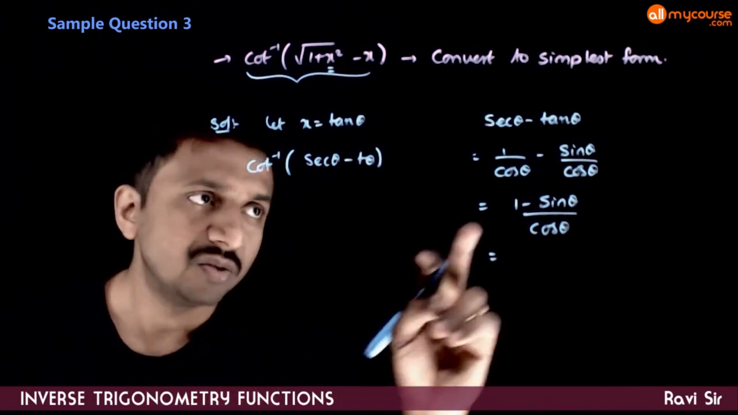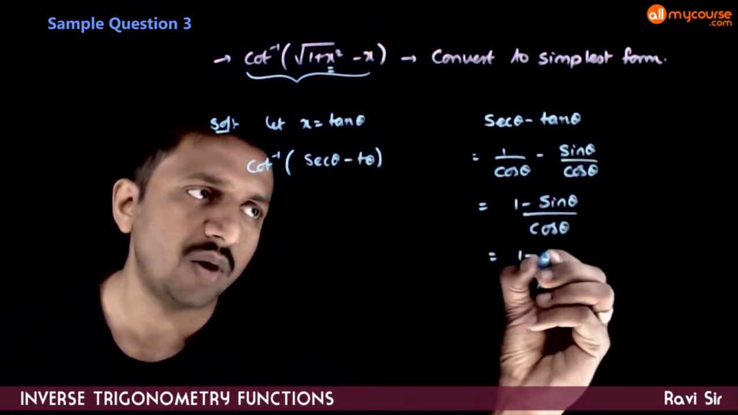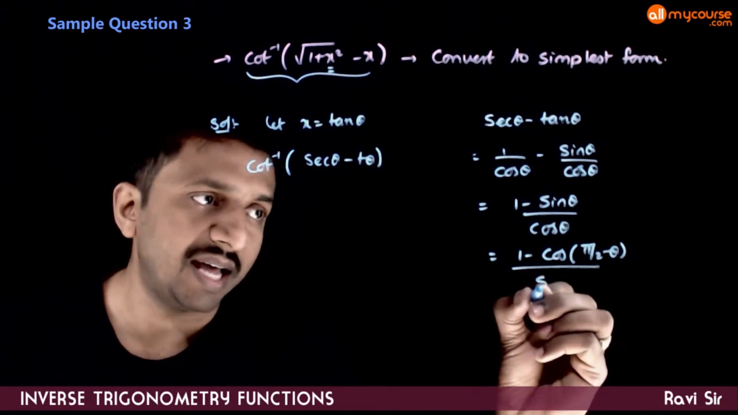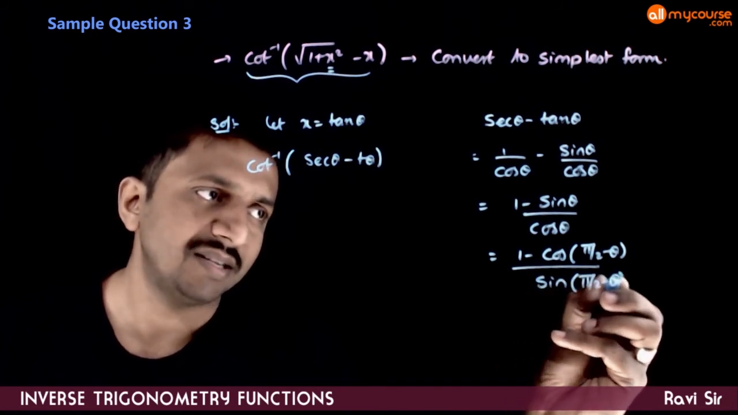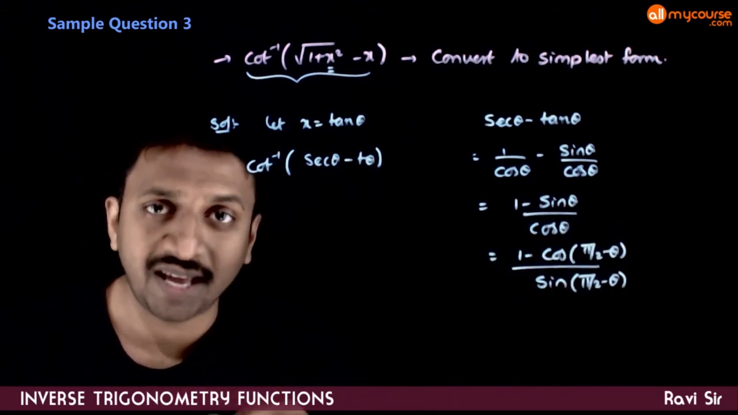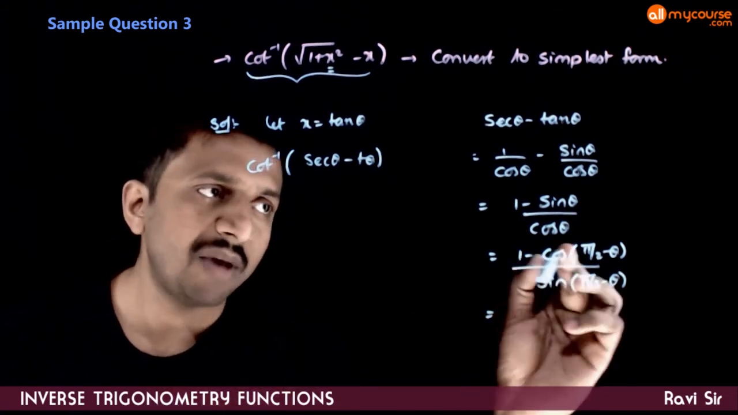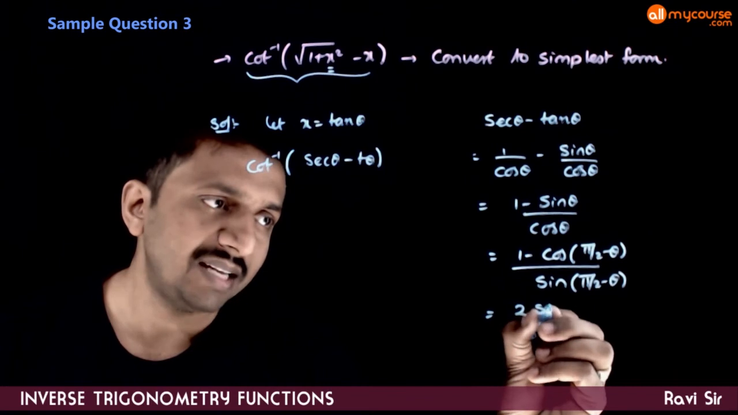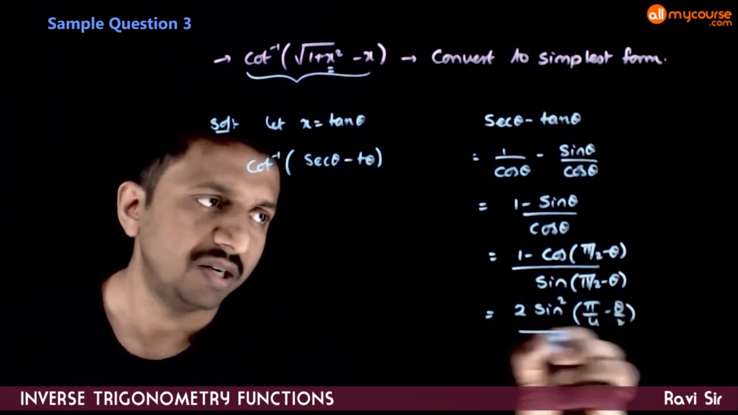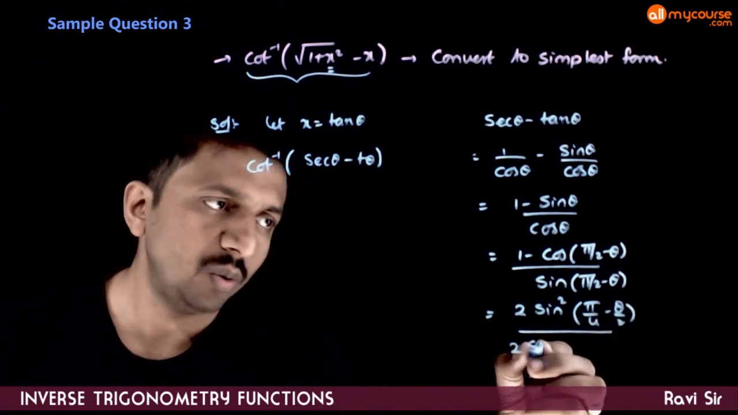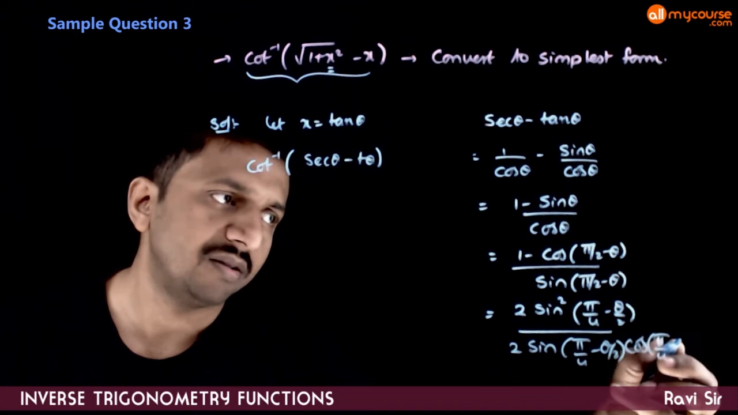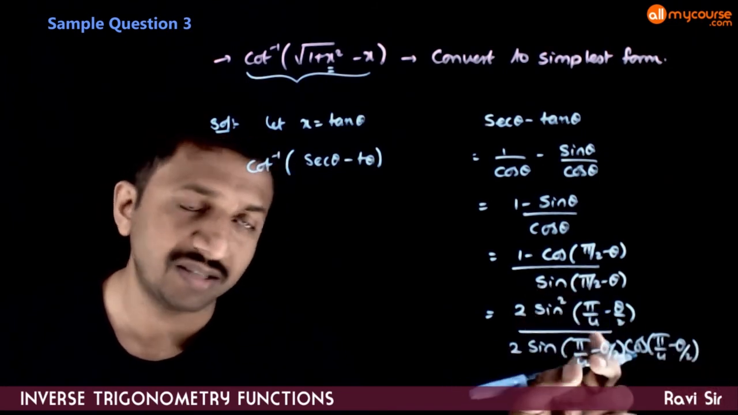That is equal to, so what is 1 minus sin theta? I can write this as 1 minus cos of 90 minus theta, and cos theta can be written as sine of 90 minus theta. So why did I convert sine into cos and cos into sine? So that I can apply standard formulas. So 1 minus cos theta is 2 sine square theta by 2. That is 2 sine square of pi by 4 minus theta by 2, divided by sine theta, which can be written as 2 sine theta by 2 into cos of theta by 2. That is, pi by 2 minus theta by 2.